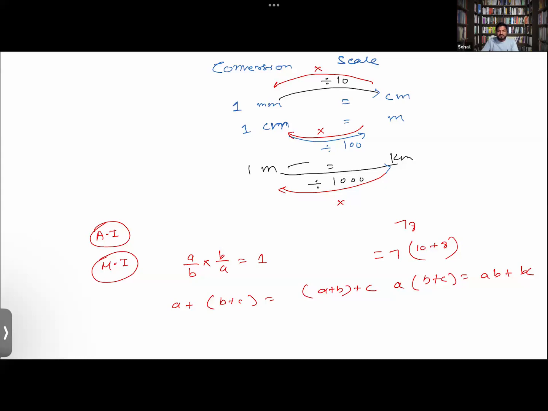Sir, half into base into root height. Yeah, go on. So root 3 upon 4 into a square. Very good. That is also the formula which you can use. Root 3 upon 4 a square, that can be used. And simply half times the base into height can also be used.